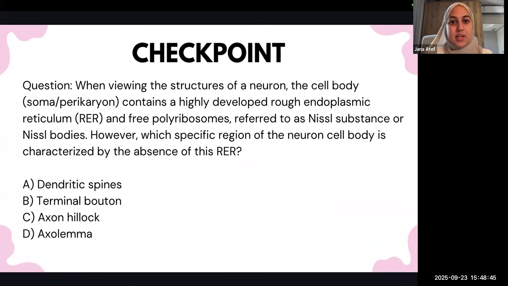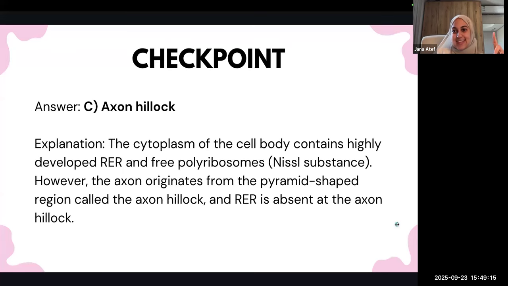Question: when viewing the structures of a neuron, the cell body, or soma, contains the highly developed rough endoplasmic reticulum. We said that, okay? So in the soma, there are rough endoplasmic reticulums and free ribosomes. These are the Nissl substances. There's a specific region of the neuron cell body characterized by the absence of this. What area is it? C, axon hillock. Does anyone have any other answer? Does anyone disagree? Yes, it is. The axon hillock is the only area in the soma that does not have rough endoplasmic reticulum, okay?